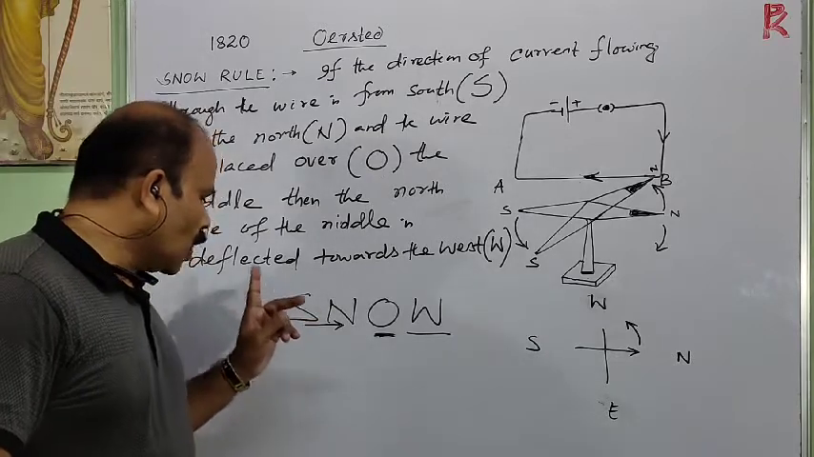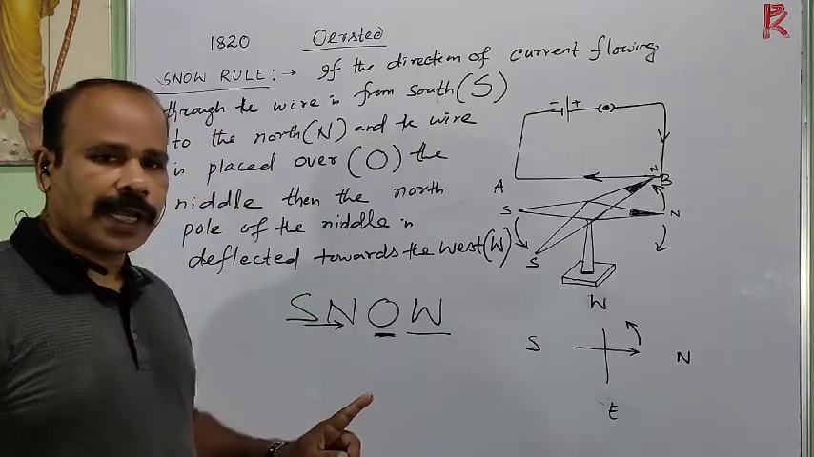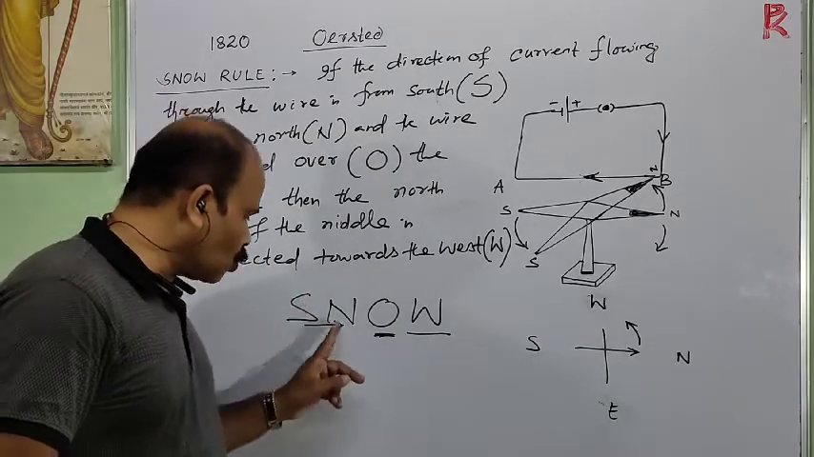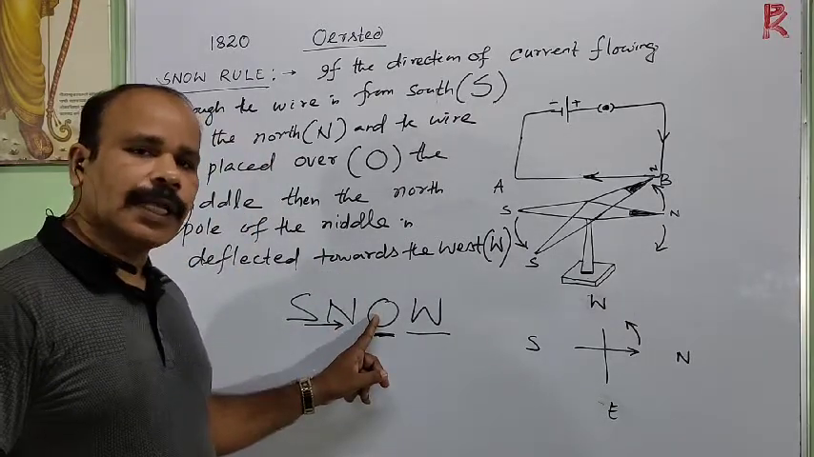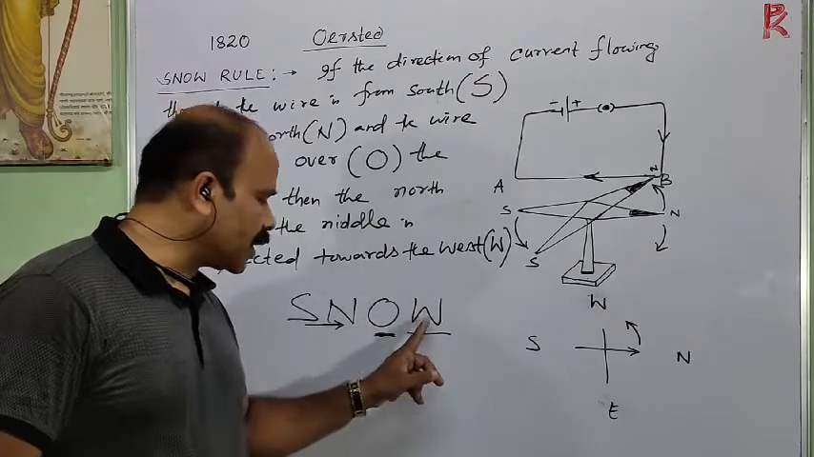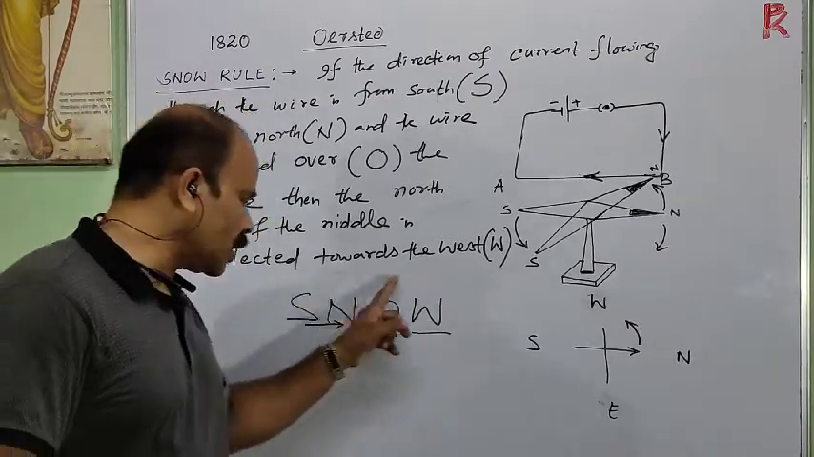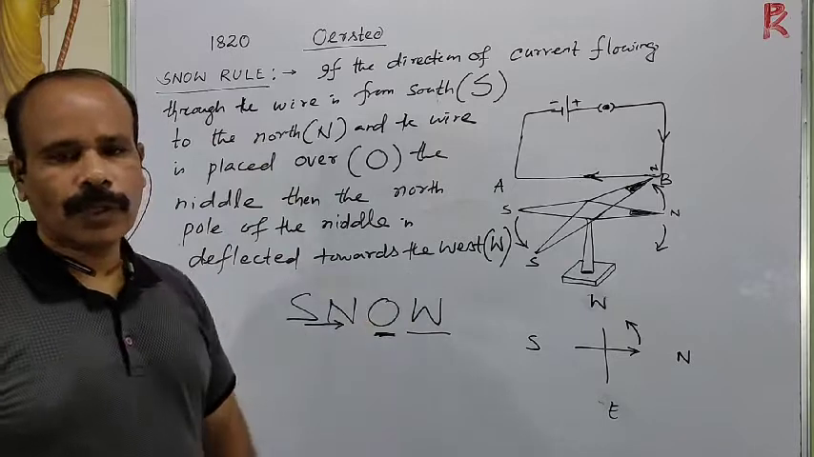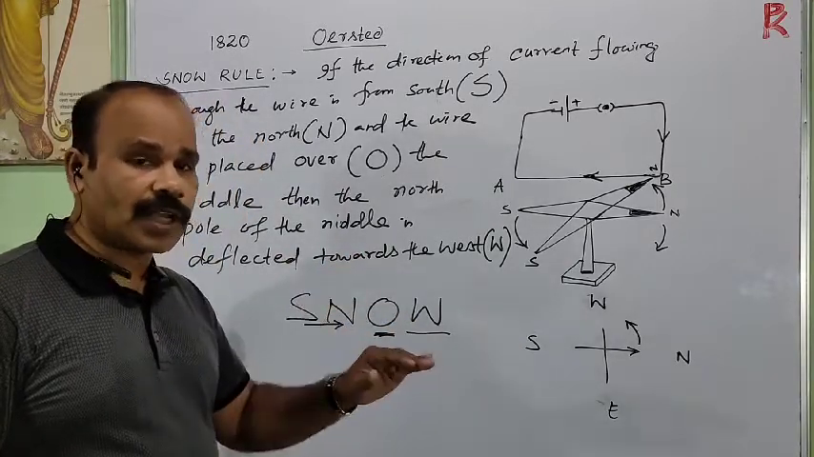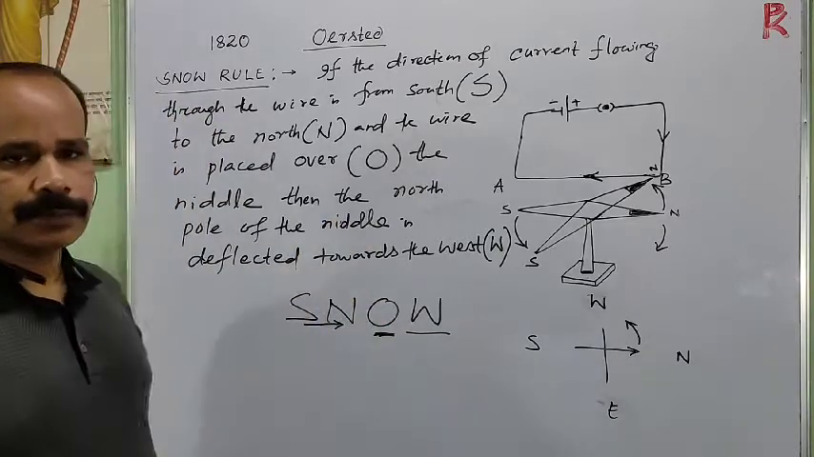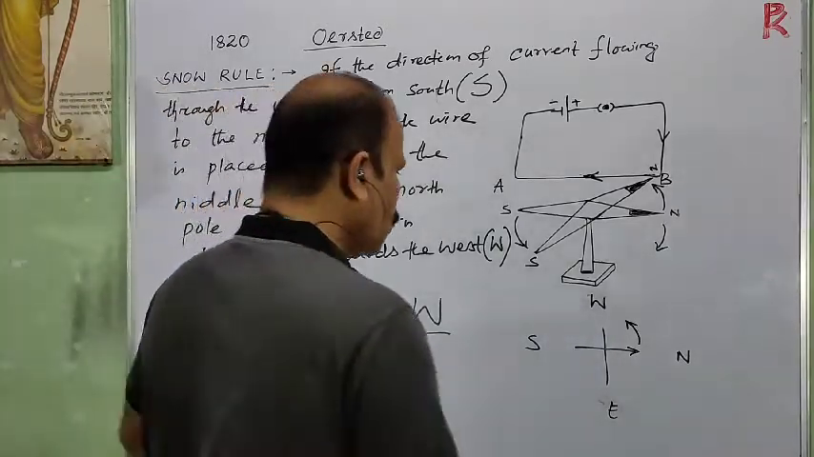Again, if current in the current carrying wire flows from south to north and it is over the needle, then the north pole of the needle will be deflected towards the west. This is called the SNOW rule. SNOW rule is used to find out the direction of deflection of the needle. Okay, clear to all of you?